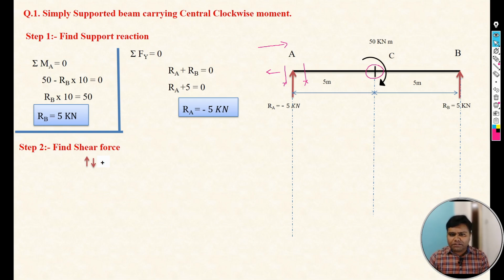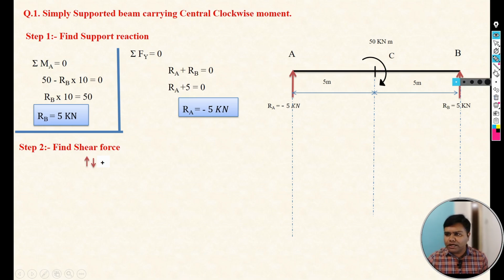As per the discussion, if any section has an upward force on the left side, that force should be positive. Here we have started our calculation from left to right, so we are focusing on the left of the force. It means if any force is upward on the left of a particular section, it should be positive, and if downward on the left of that particular section, it is negative.